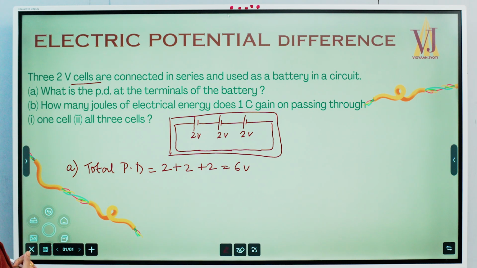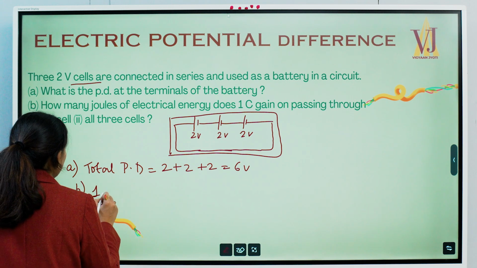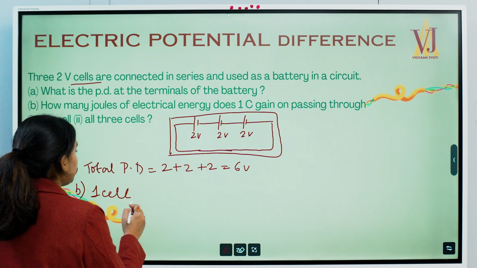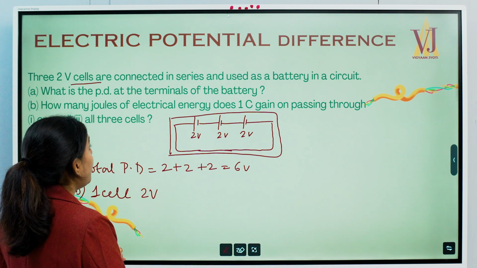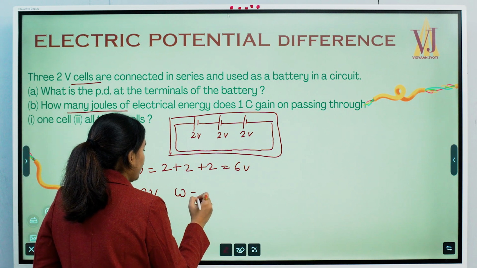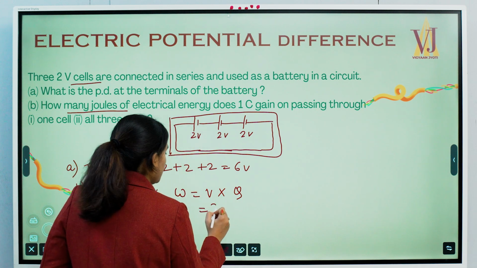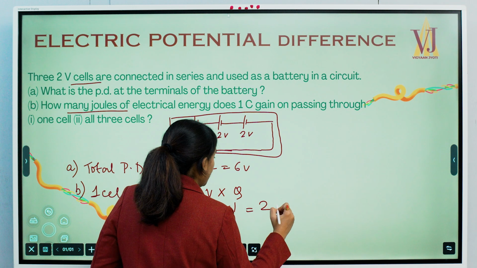Okay. Next question. How many joules of electrical energy does 1 coulomb charge gain on passing through one cell? If I am passing through one cell, that means I am passing through just a single 2 volt cell. Now they are asking how many joules, that means they are asking how much work is done. So we know work done is equal to the product of voltage and charge. So voltage is 2, and charge is 1 coulomb. So it will be 2 joules.